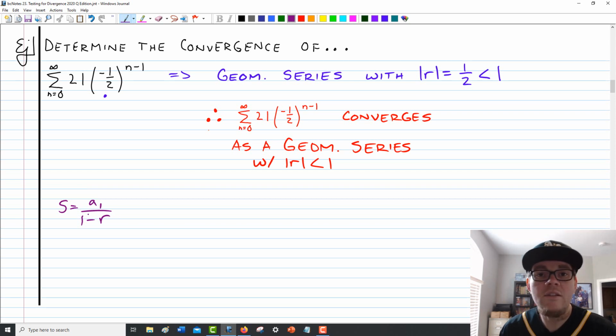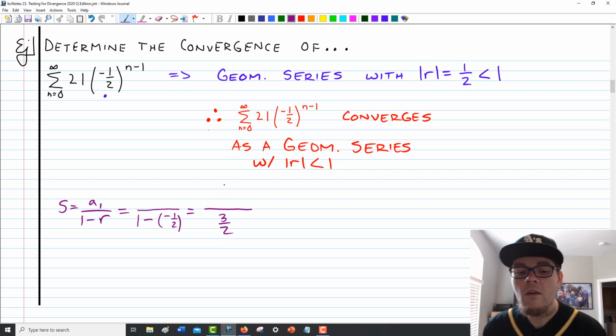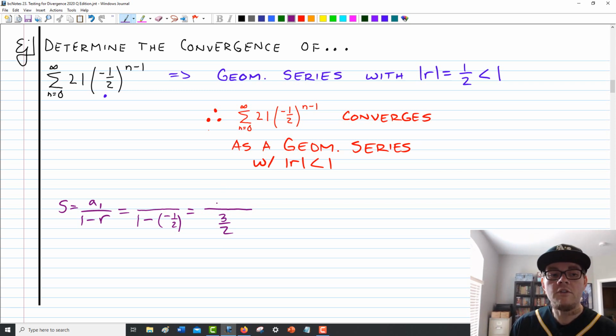And I'm going to use that a sub 1 over 1 minus r formula to get there. Now, as you jump in, some of this is really easy. It's very easy to see that in our denominator, we're going to have 1 minus a -1/2, which will give us something over 1 plus 1/2, which is something over 3/2. So definitely true. The only thing we have to be careful with, though, is that our first term isn't necessarily going to be easy to find.